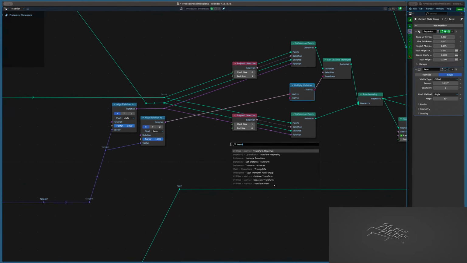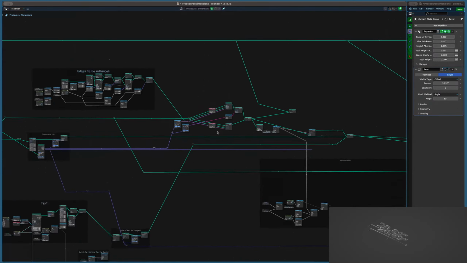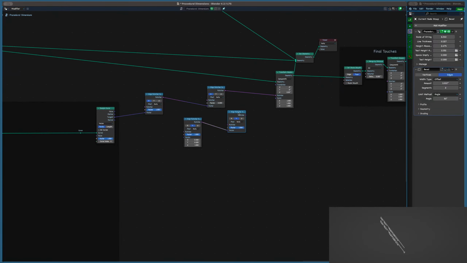And transform geometry. Set that into a matrix. We're going to go here. No, sorry. Components. Geometry. Oh shoot! I always forget this step. So we have the matrix.